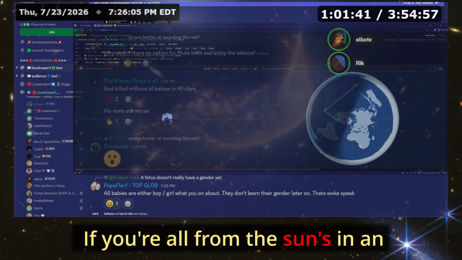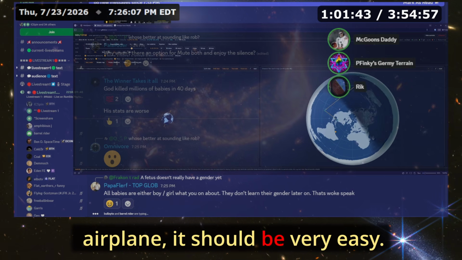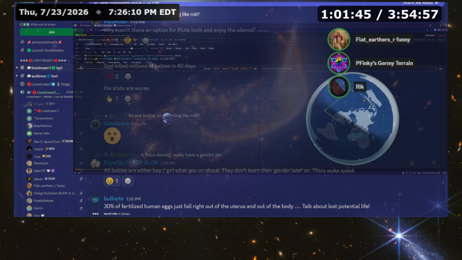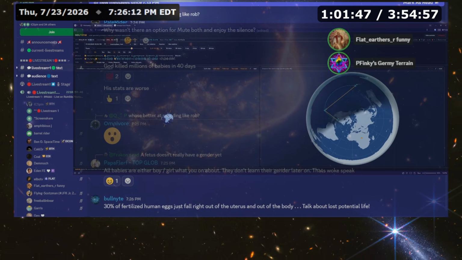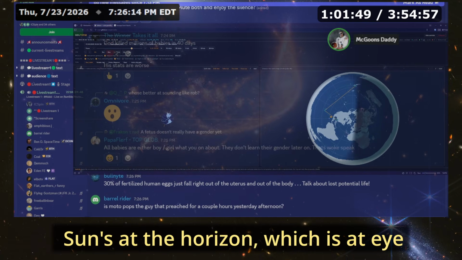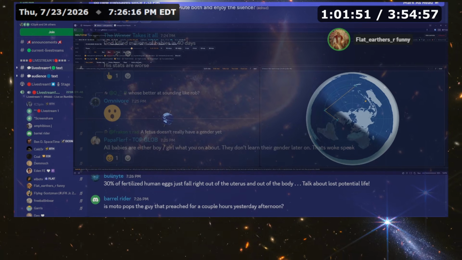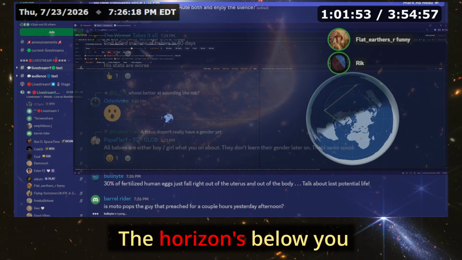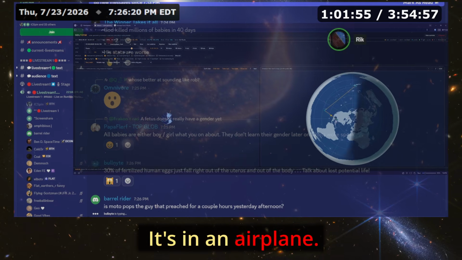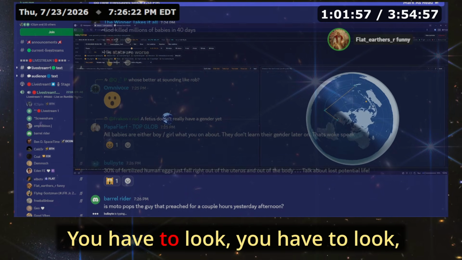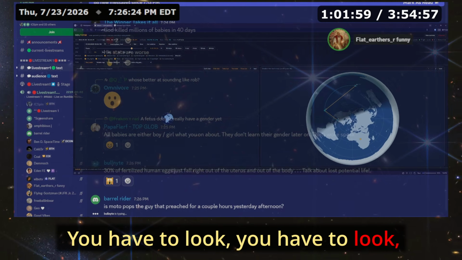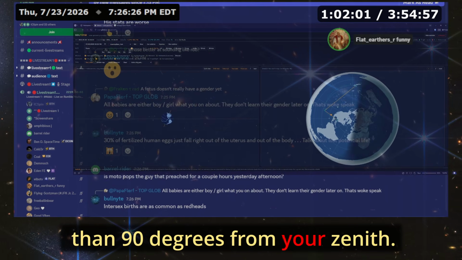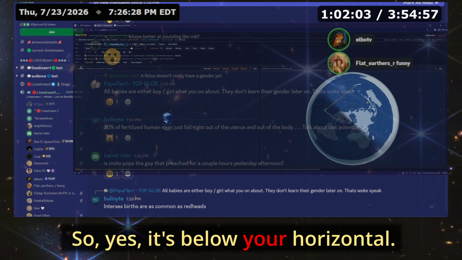If you're looking at a sunset from an airplane, it should decrease in angle. Yeah, of course. The sun sets at the horizon, which is at eye level, you don't have to look below you, silly. No, it's below you. The horizon's not below you in an airplane. Here it is. You have to look more than 90 degrees from your zenith. So yes, it's below your horizontal.